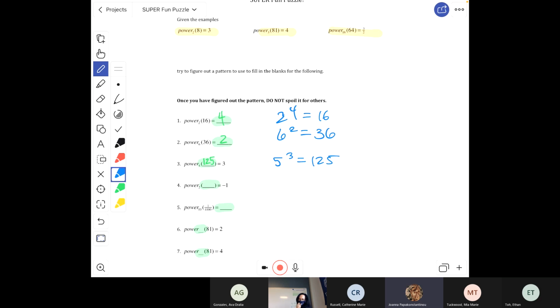So what would number 4 be? I don't know. Maybe -1? 2 to the power of -1. It'd be -2. Y'all are pitiful. 2 to the -1 using your rule is what? 1/2. Oh, thank you so much.